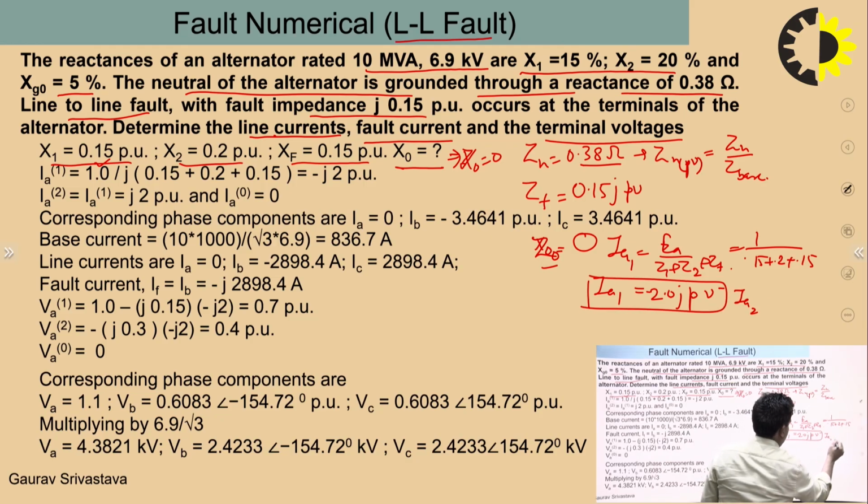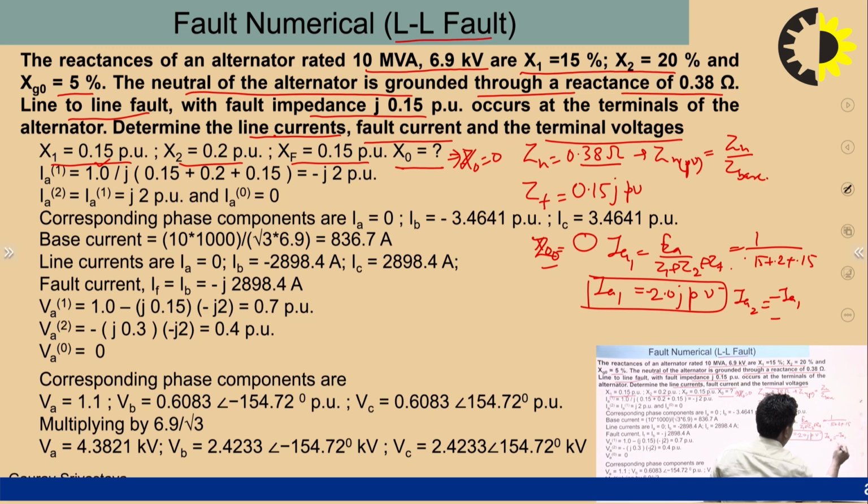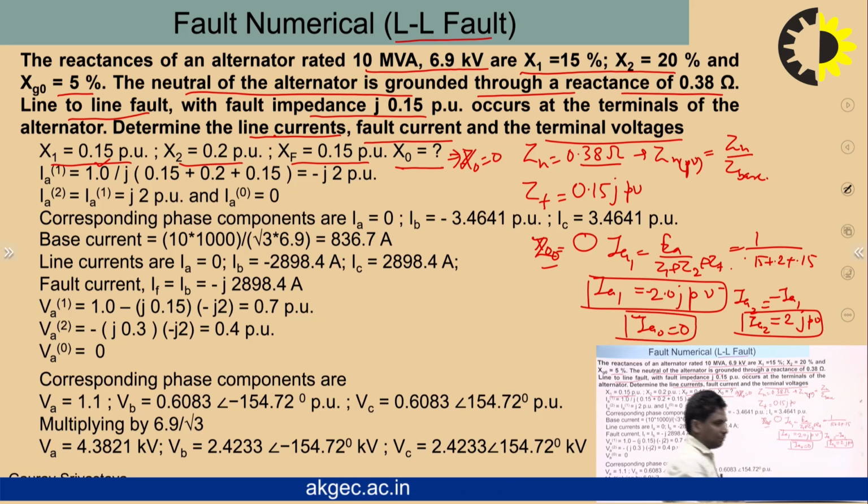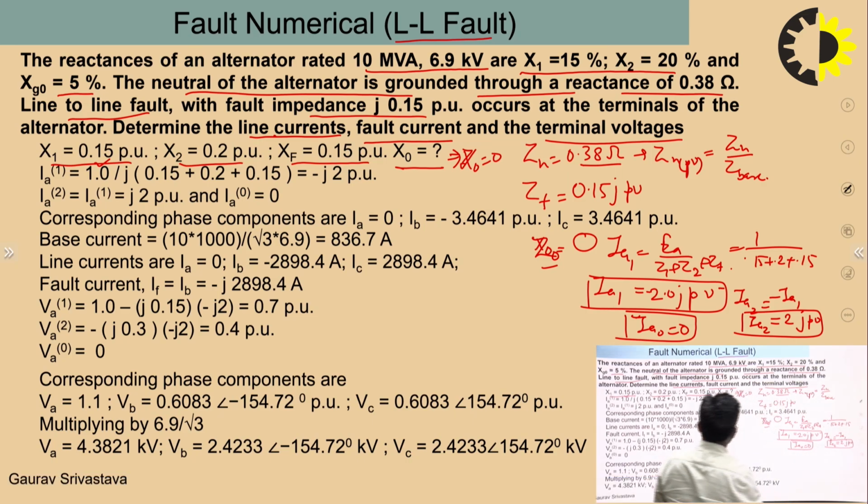IA2 is equal to negative of IA1, that you will calculate again, that is a 2J per unit, and IA naught is equal to 0 because zero sequence current is absent. So these values are calculated easily, and now we have to calculate IA1, IA2 and IA naught.